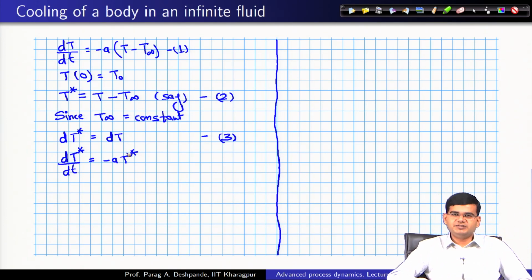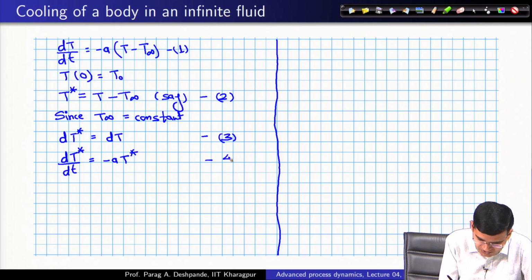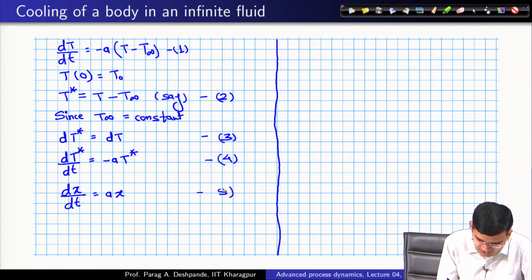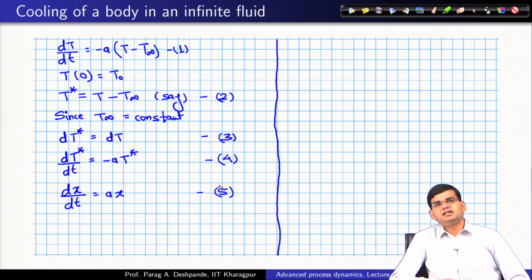And does this equation look familiar? Indeed, because in our previous lecture what we saw was that we had the equation dx by dt is equal to ax, right. So, it is basically the same equation, which means that the entire analysis that we did in our previous lecture holds true for this system as well.